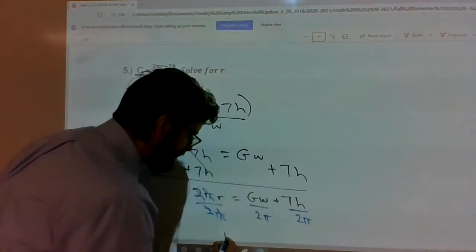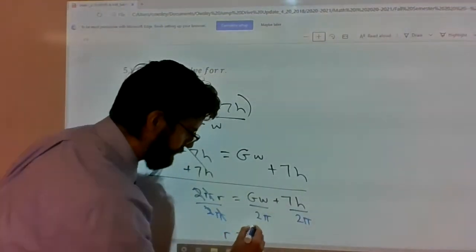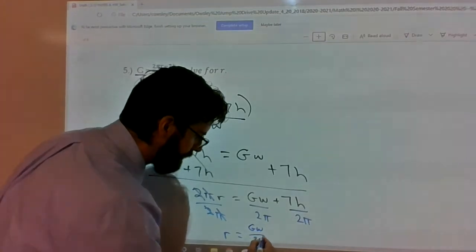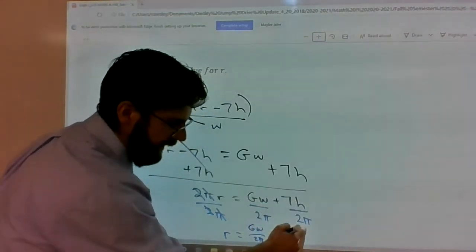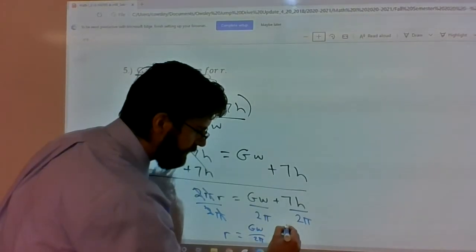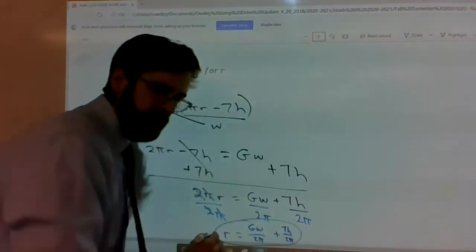So then our final answer is, can I simplify? I can't simplify GW over 2 pi. Can I simplify 7 over 2? Not really. H over pi? Nope. So there's your final answer.